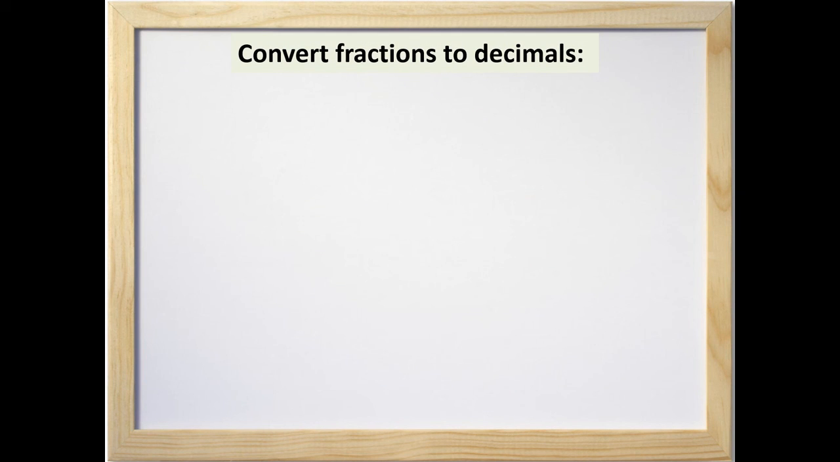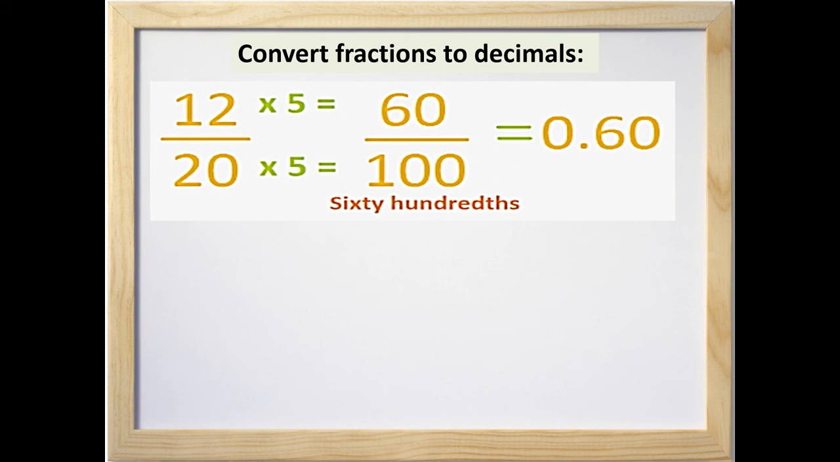Now let us take some examples to convert fractions to decimals. So here we have a fraction 12 by 20 and we have to convert it into a decimal fraction where the denominator is 100. So to convert 12 by 20 into an equivalent fraction where the denominator is 100, we have to multiply both the numerator and denominator by 5. So we get 12 fives are 60 and 20 fives are 100.